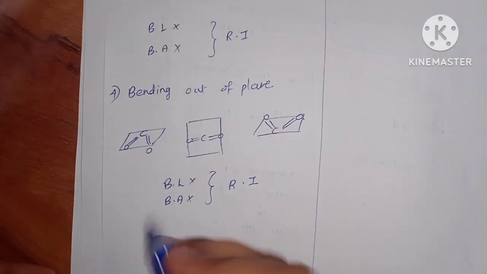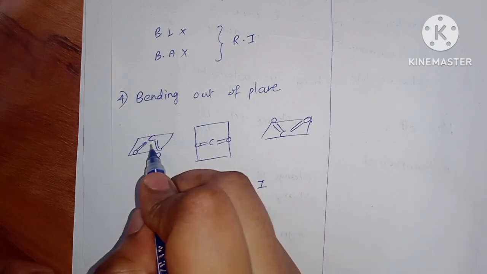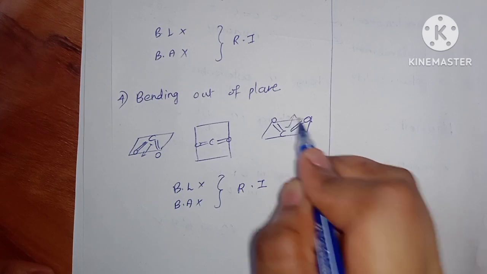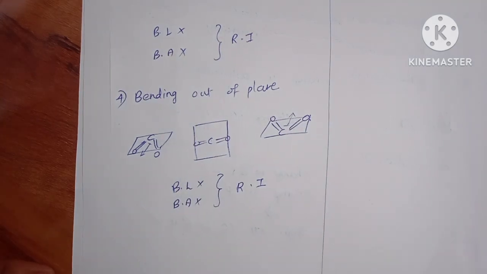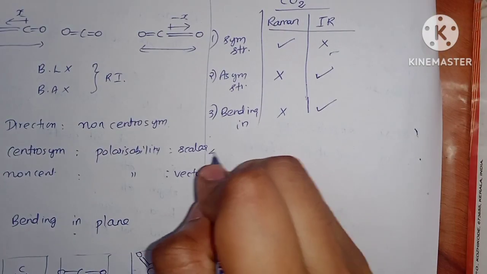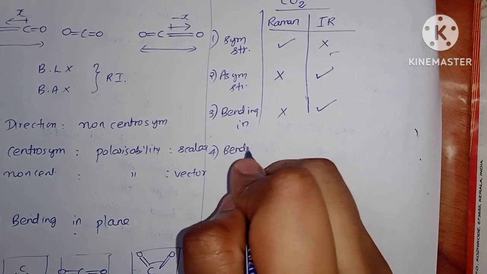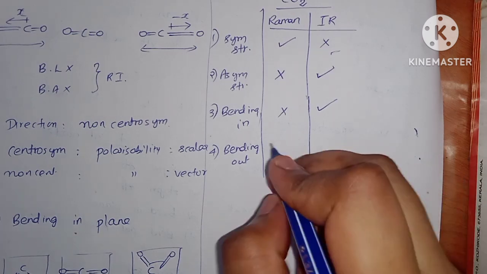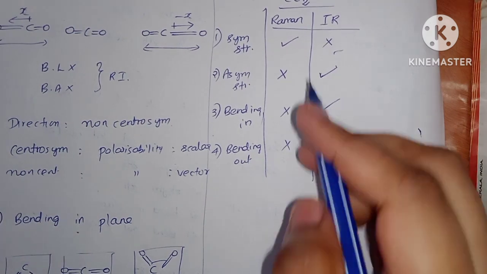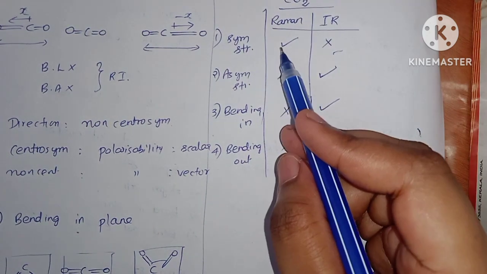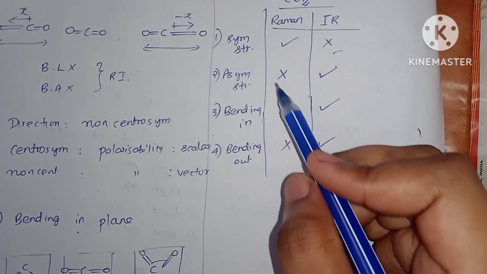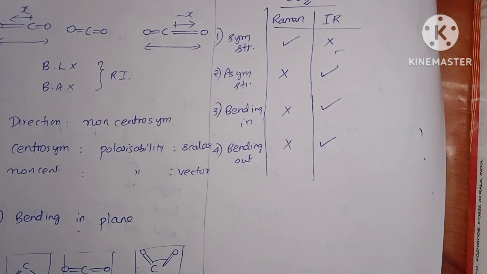And if we consider IR activity, the dipole moment is in this direction here. Here the dipole moment is in this direction. So there is change in dipole moment. So this fourth mode of vibration, that is bending out of plane, is Raman inactive and IR active. So only one mode, that is symmetric stretching mode of vibration, is Raman active. All other modes are Raman inactive for CO2 molecule.